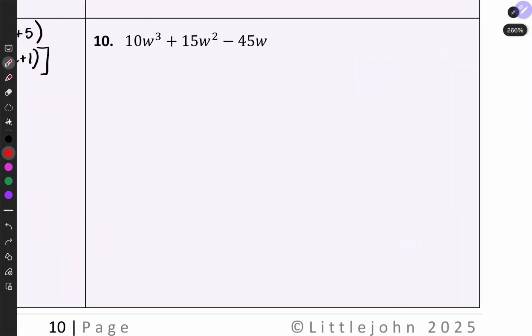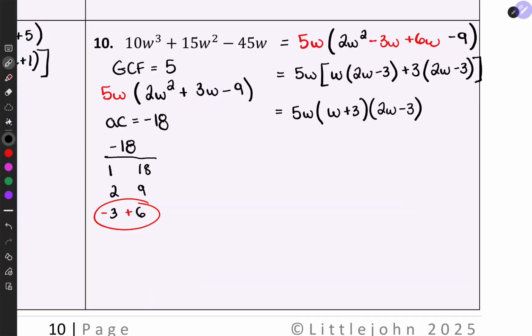All right, number 10, here's the solution. And again, you have a quiz tomorrow. It is on factoring quadratic trinomials. And I know number 10 isn't a quadratic trinomial, but there was a greatest common factor of 5w. So once you factor that out, that left you with a quadratic trinomial, 2w squared plus 3w minus 9, and that could be factored. So you just factor that piece.